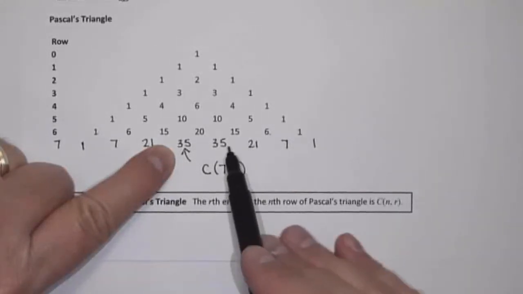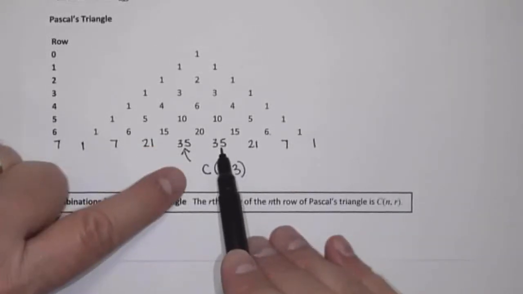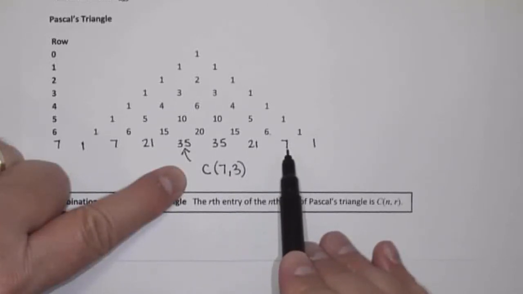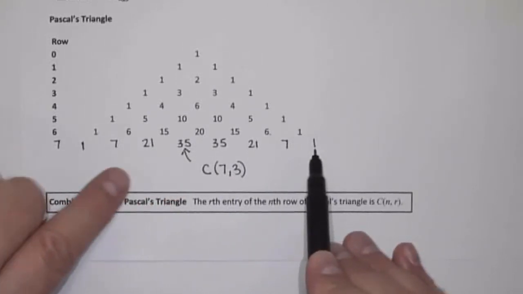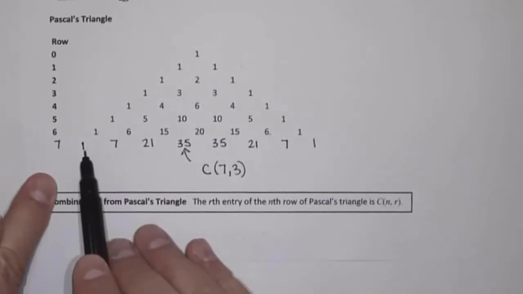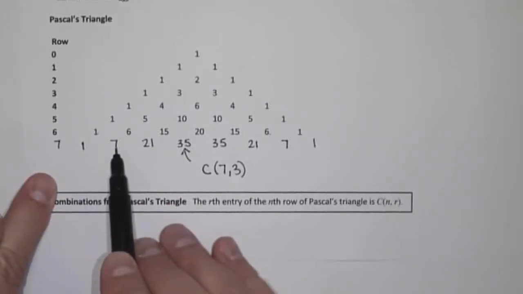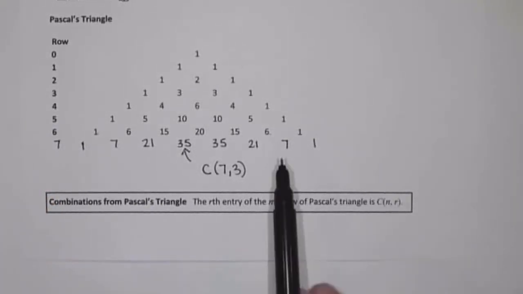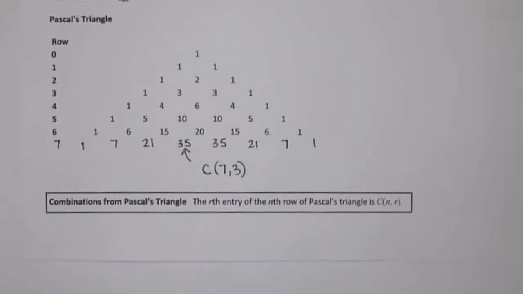And in the same way, this would be the combination of 7 choose 4, combination of 7 choose 5, combination of 7 choose 6, combination of 7 choose 7. This would be the combination of 7 choose 0, 7 choose 1, 7 choose 2. So there's a relationship between Pascal's triangle and combinations, and I just wanted to point that out. That concludes this section. You should now be able to handle the Section 12.3 homework and the Chapter 12 quiz.